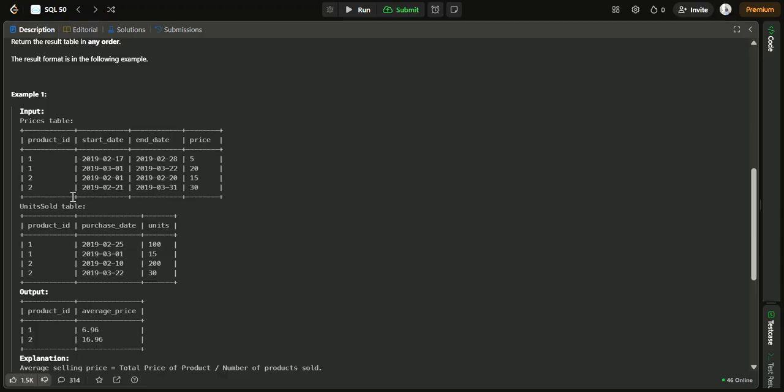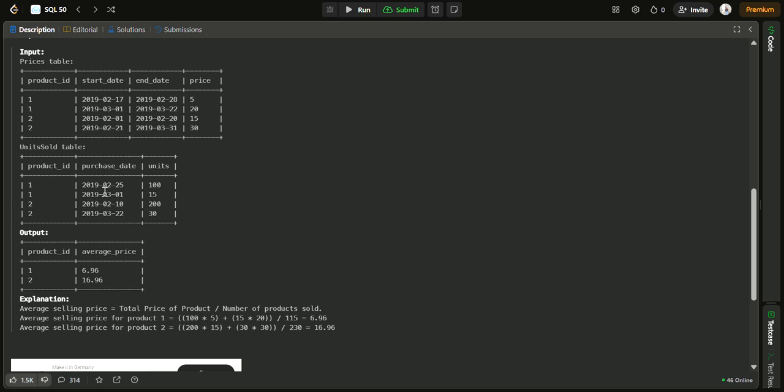This is one example. So we have prices. One particular product may have different prices at different times. So that's what we have to check. And units sold has on which purchase date it was sold or purchased. So what we have to do is first, for each product ID and for each purchase date, we must get the start date and end date to get its price.